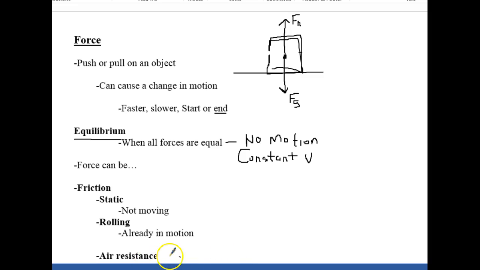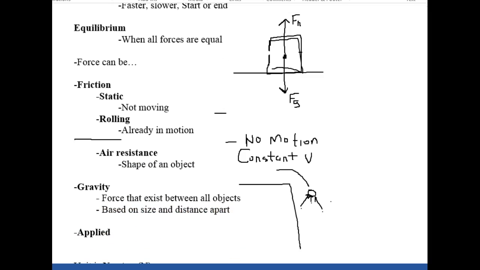And also we have air resistance as well. So if you are on a cliff and you throw a rock and it falls down, you have little particles here in the air, and they bump into this rock as it's falling, and they cause air resistance, and they cause it to slow down slightly. Okay, so let's keep moving along here.